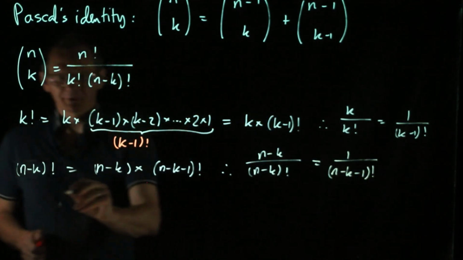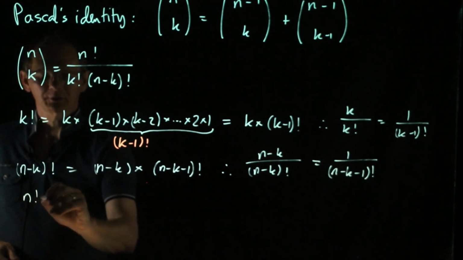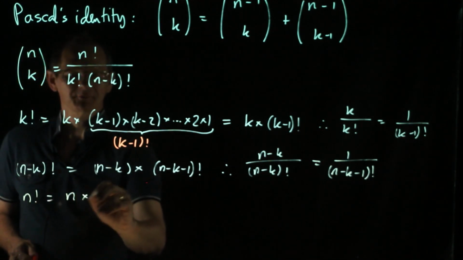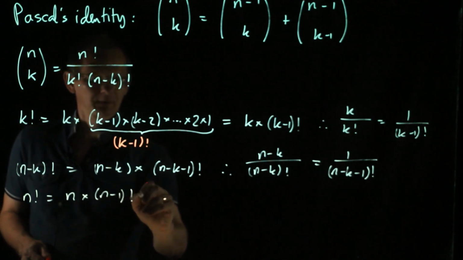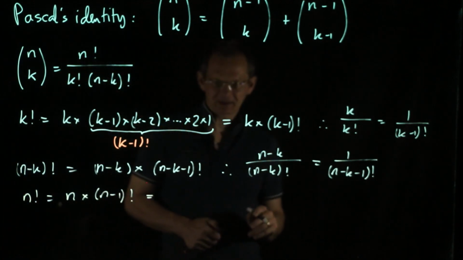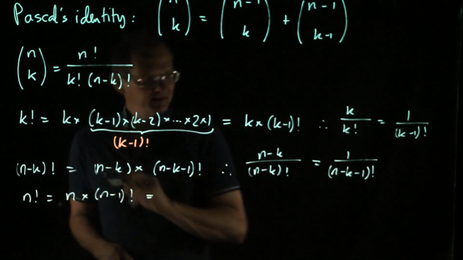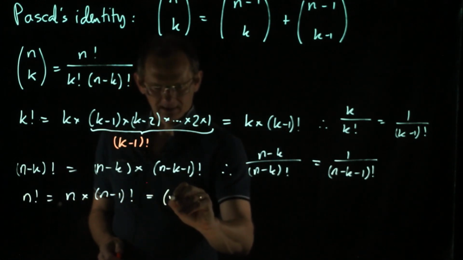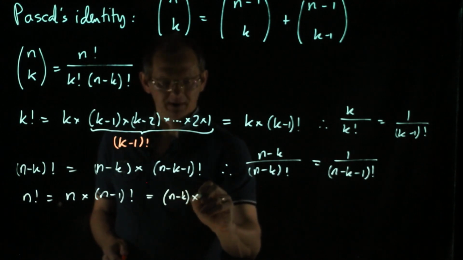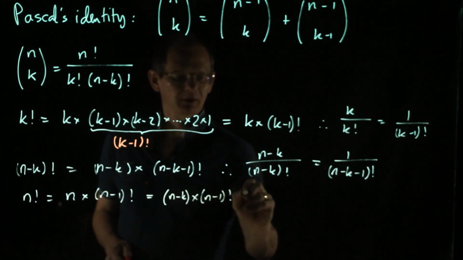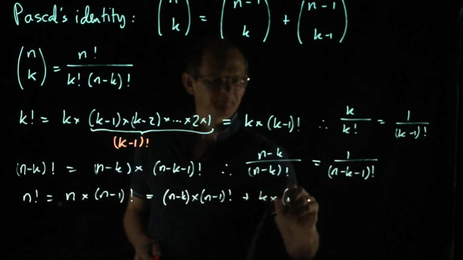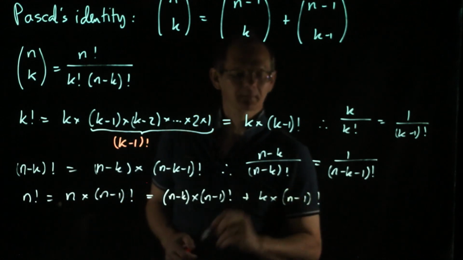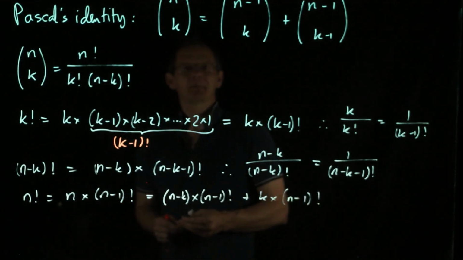Okay, and then we also get n factorial in exactly the same way. That's n times n minus 1 factorial. And it's convenient to do a slightly different thing here. This n of course is the same as n minus k plus k. So we can write that as n minus k times n minus 1 factorial plus k times n minus 1 factorial. Okay, so now we're basically done.